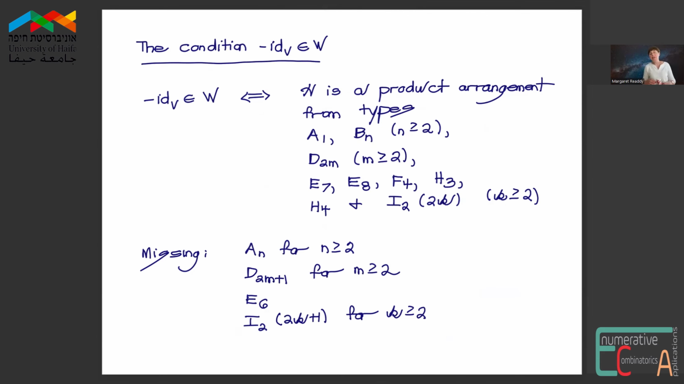All right, so let's say something about this condition, the negative of the identity is in the group. It turns out that this is equivalent to the fact that H is a product of arrangements of the following types: A1, Bn when n is at least 2, D of 2m, so D of an even number, E7, E8, F4, H3, H4, and then the symmetries of the 2K-gon. So the things that are missing are An, D of 2m plus 1, E6, and I2 of an odd number of lines.